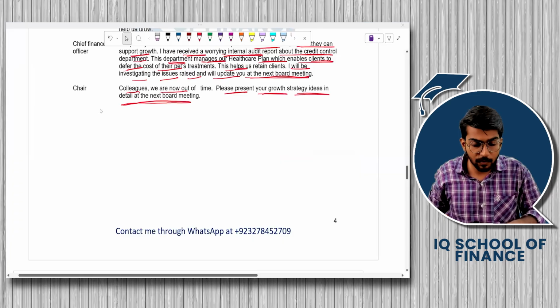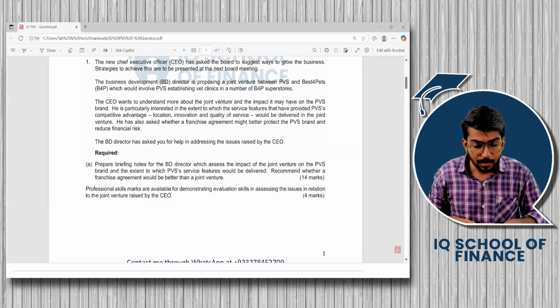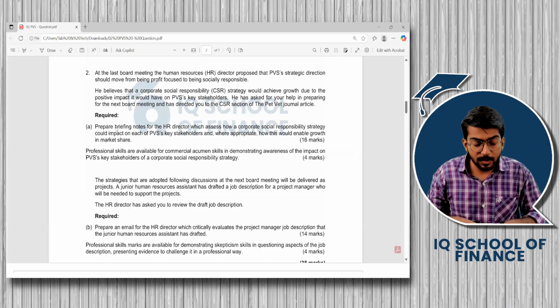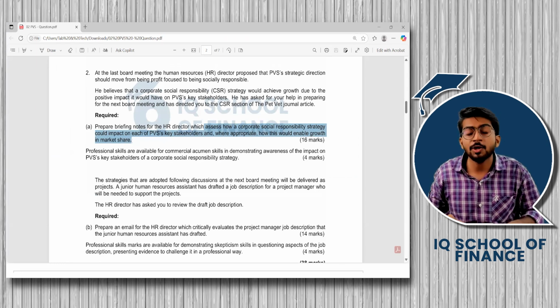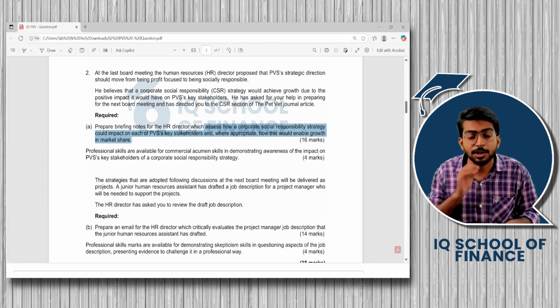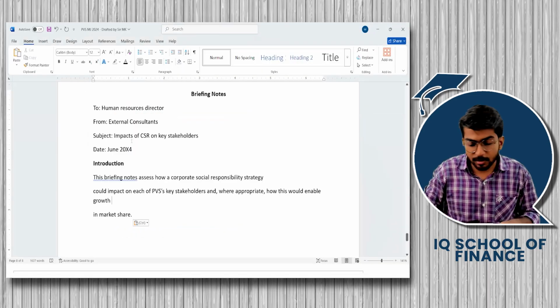Now we will go to requirement here and question number 2 here. Prepare briefing note for HR director, which after this we will copy and paste, because we will do whatever it has been asked in the requirement. So that is what we are going to draft in our introduction paragraph. Let me just do the formatting things.